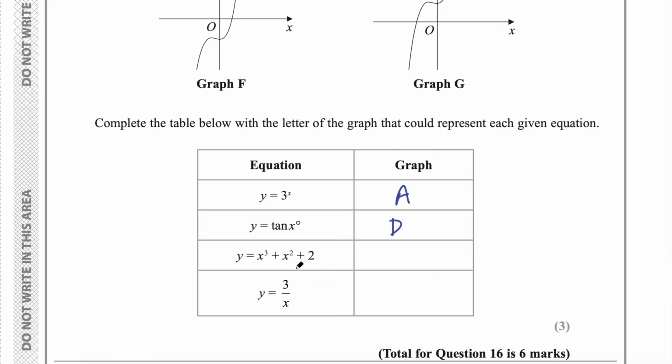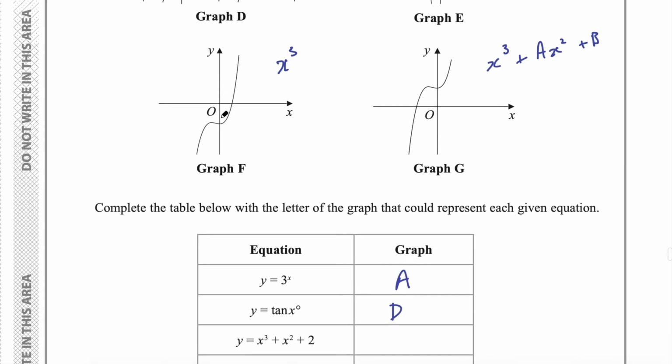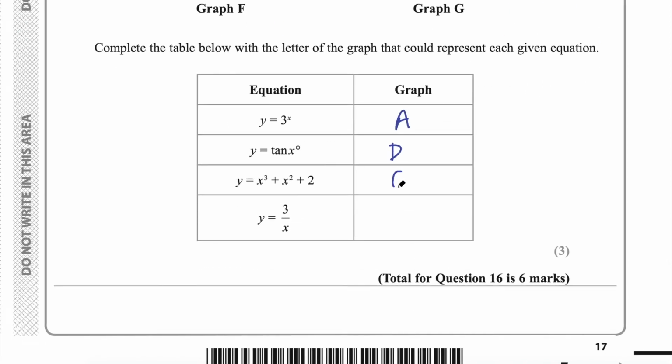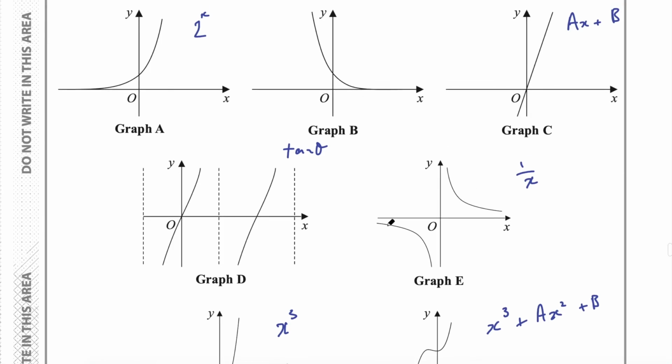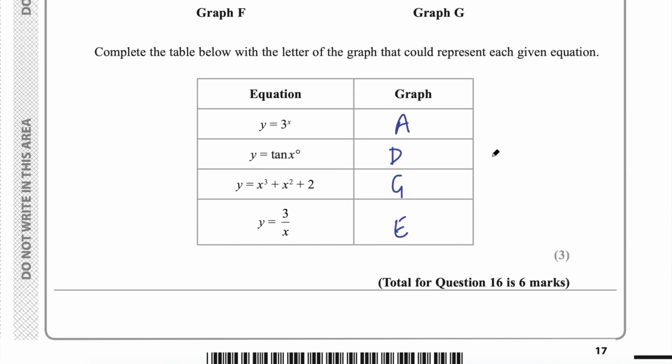We need to look for the intersection with the y-axis. So if x was 0 here, y would equal 2. On this graph, you can see if x was 0, y would be a negative number. So it must be graph G for the third one there. And y equals 3 on x, that's going to be this graph E, this hyperbolic function. And that was for 3 marks as well, and question 16 for a total of 6 marks.